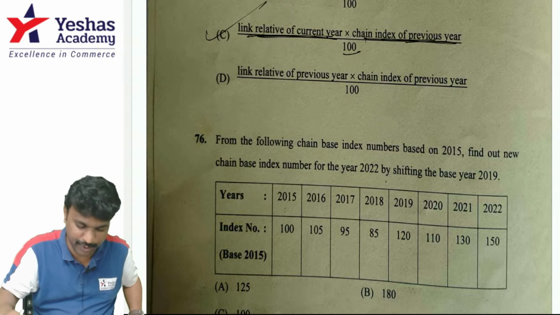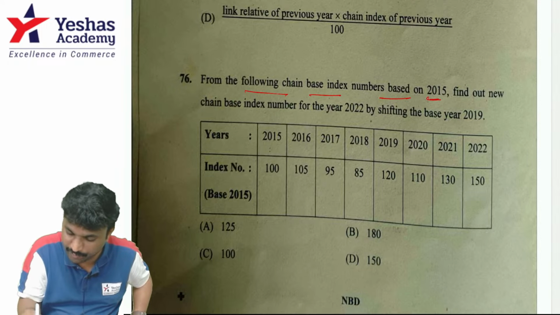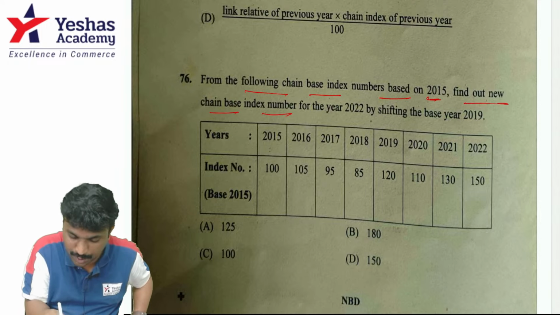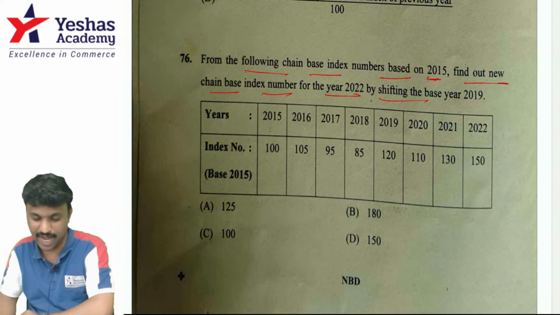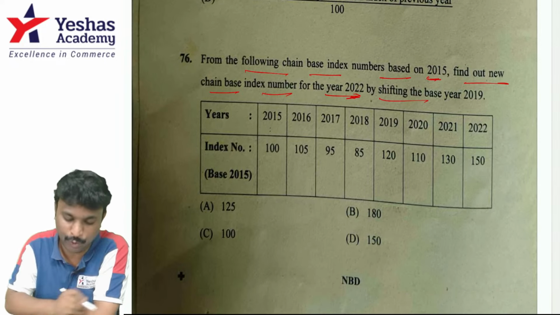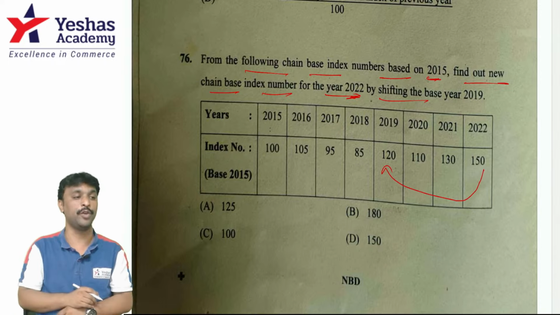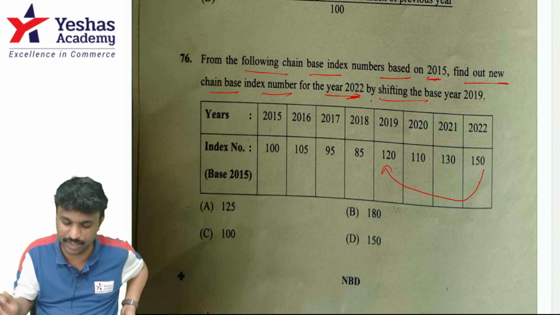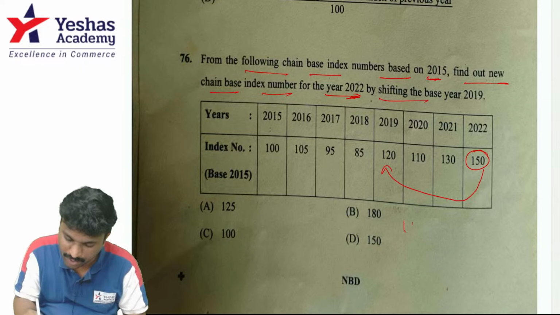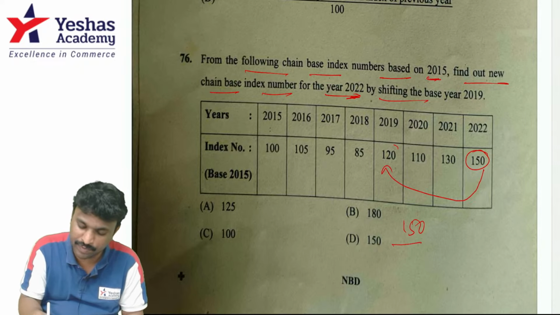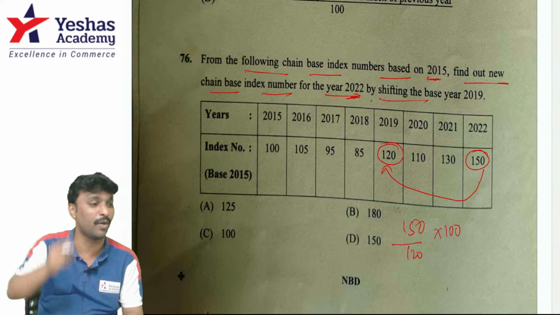Guys, moving on to the next question, 76. From the following chain-based index number based on 2015, find out the new chain index number for the year 2022 by shifting the base year to 2019. 2022 to 2019 we have to shift. So when you want to find the shifting of the index number, original index number is what? 150. Index number of the year to which it has to be shifted is 120 into 100. This is what you have to do.